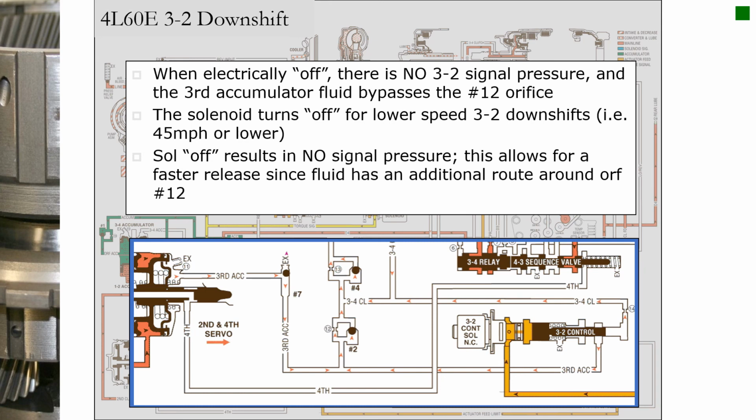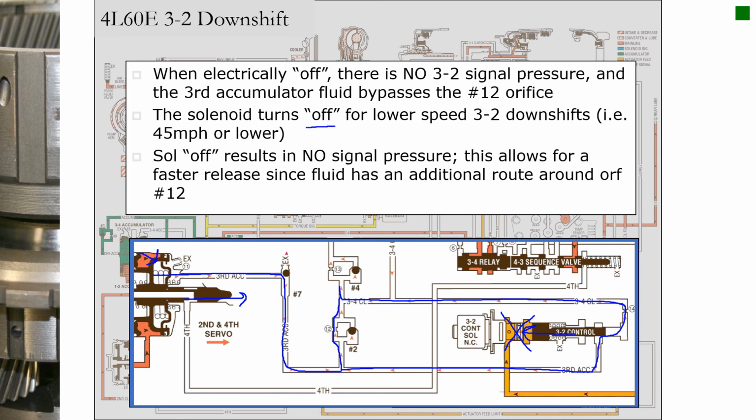So here is the scenarios on how it works. When it's electrically off, there's no 3-2 signal pressure, so there's nothing here. The spring shuttles this valve over to the left, and the fluid can, I guess I shouldn't say bypass that orifice, because it always can go through orifice number 12, but it has an extra orifice. It can go through orifice 12 and 14, so it can get through those two orifices quicker. What that's going to do is allow this band to reapply quicker, because if I can get that third pressure out from around that servo, I can get the second servo piston to push the servo pin and apply the band a little sooner.